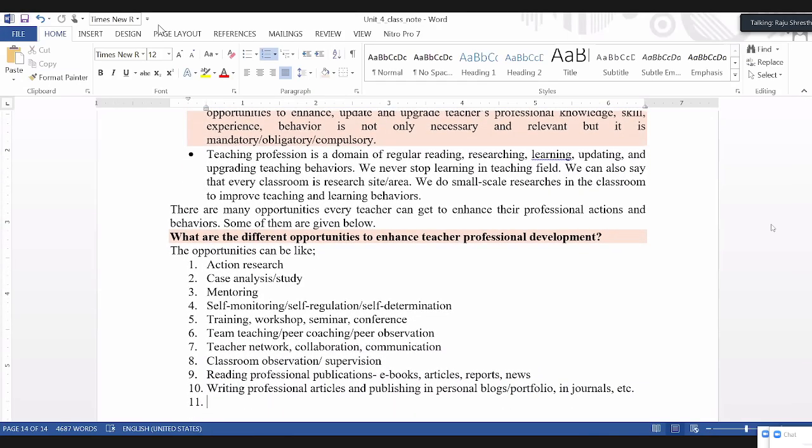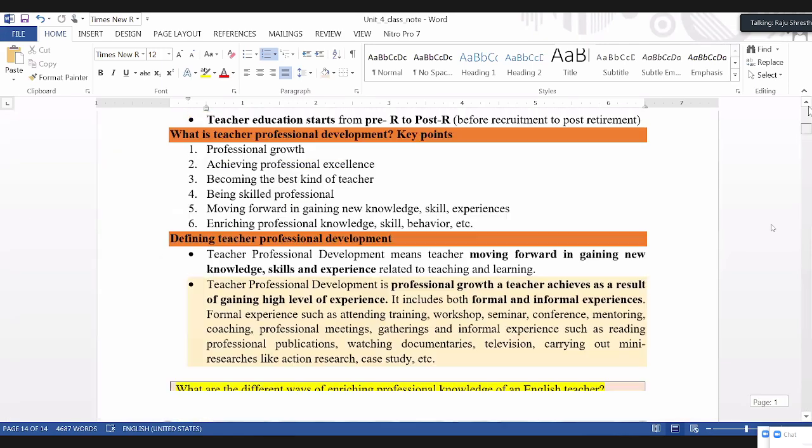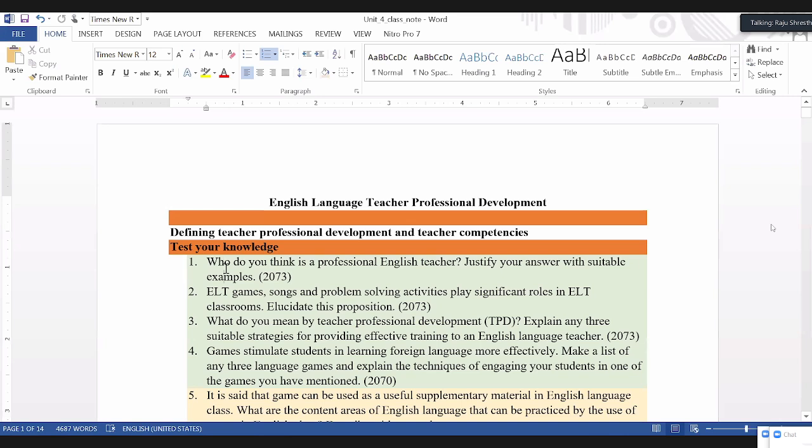And like in this unit, I put some questions at the beginning. Now look here: who do you think is a professional English teacher? Is every English teacher professional? If yes, how? If no, why? Justify your answer with suitable examples. Then the third question is: what do you mean by teacher professional development? Explain any three suitable strategies.